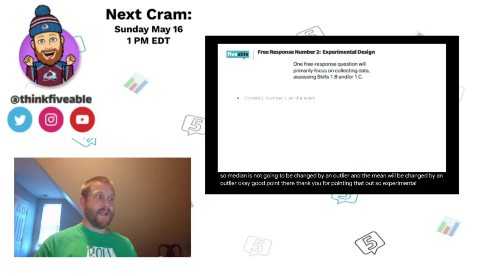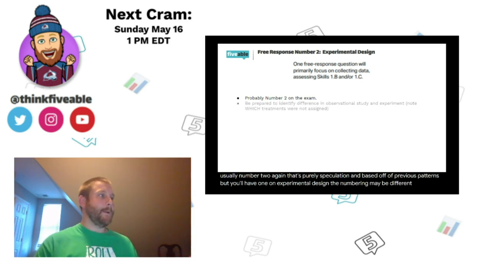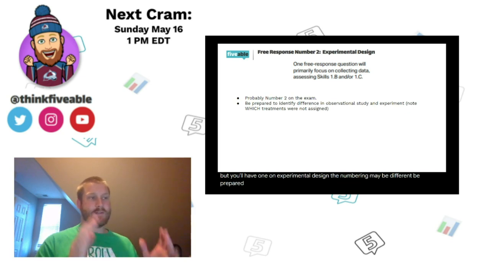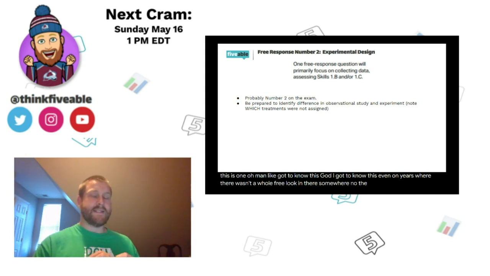So experimental design, usually number 2, again, that's purely speculation and based off of previous patterns. But you'll have one on experimental design. The numbering may be different. Be prepared. This is one, oh man, you've gotta know this. Even on years where there wasn't a whole free response dedicated to this, this question snuck in there somewhere. Know the difference in an observational study and an experiment.